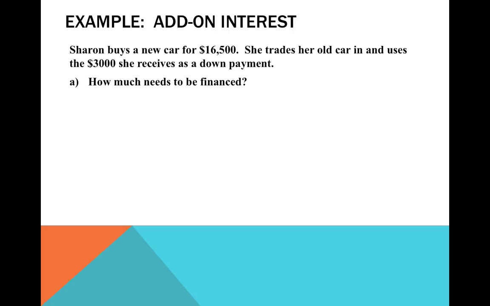So A, how much needs to be financed? So to find this, I took the $16,500, which was the cost, minus my down payment, because I don't need to borrow that $3,000. I only need to borrow $13,500. That's how much money I'm short of the total.